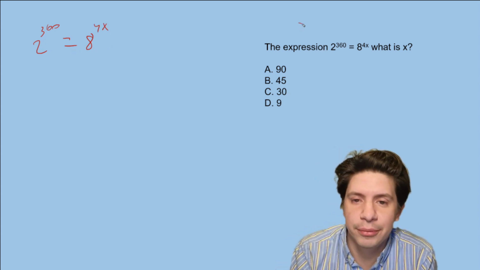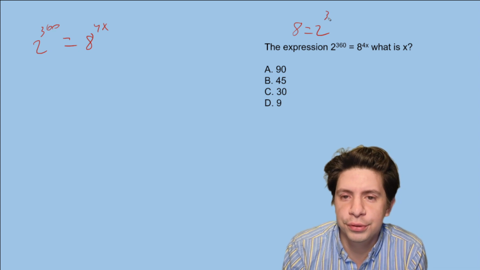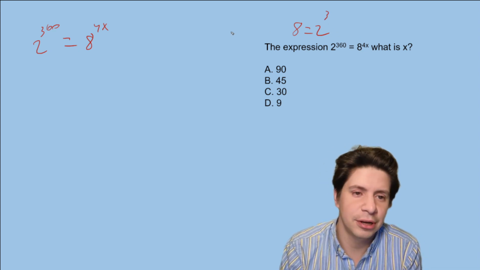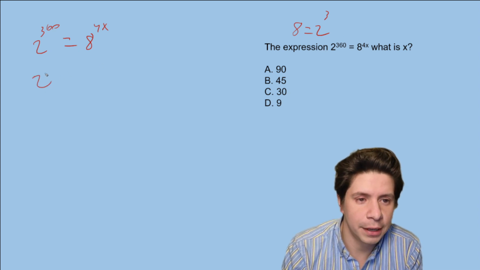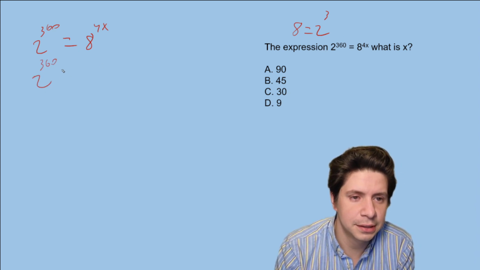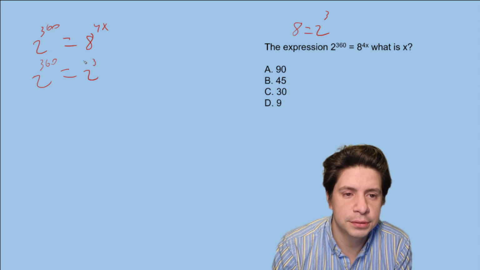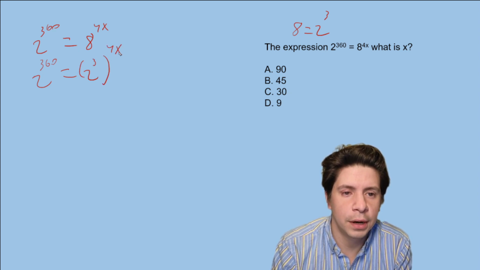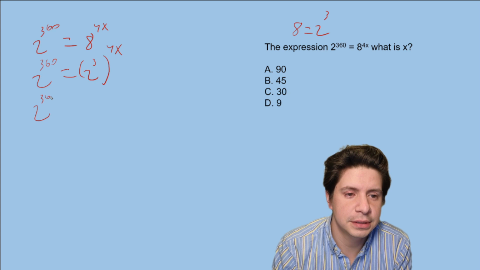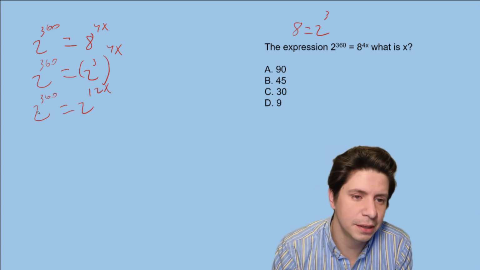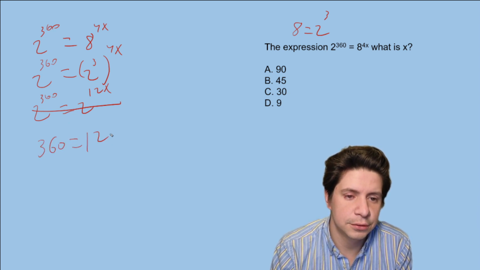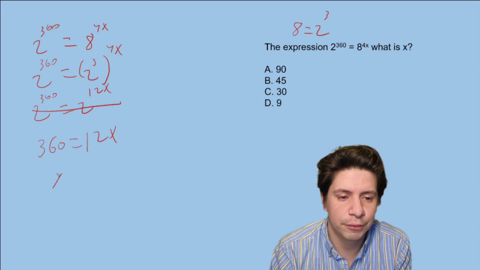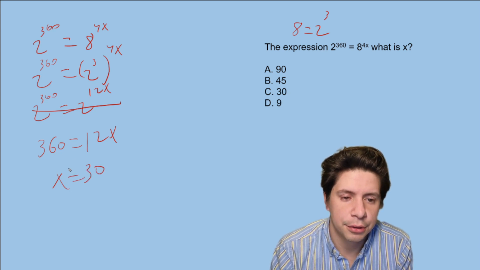So you have to remember 8 equals 2 cubed, right? Normally you go from the bigger base, try to make it into the smaller one. You don't necessarily have to. And you're going to plug the 2 cubed in for 8. So you're going to get 2 to the 360 equals 2 cubed to the 4x. So you're going to have 2 to the 360 equals 2 to the 12x, because a power to a power you multiply. So we can just forget about that, and we say 360 equals 12x, and then we divide by 12 and we get x equals 30.